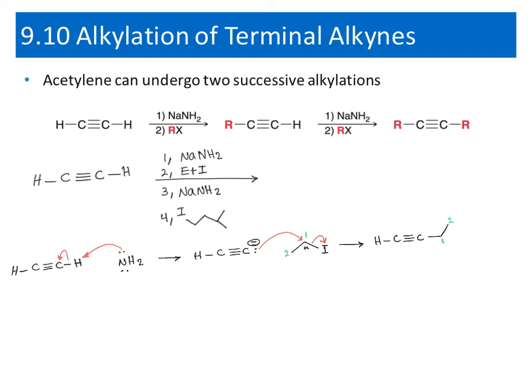Again, in the third step, we are going to use another equivalent of sodium amide. So amide will take this proton and form the alkynide ion in the other part of this structure. And then in the last step, we are going to add this alkyl halide. So this is my alpha carbon.